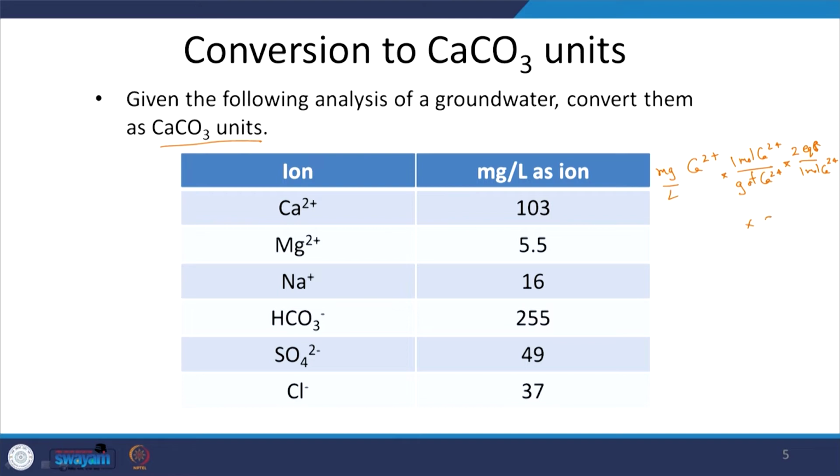Then I multiply that by 50, which is the equivalent weight, 50 grams of CaCO3 per equivalent, right. That's when I'll get the units as CaCO3. It will be the same with all the other ions. The only thing we are concerned about is the charge. Here it's 2+, and here it's +1, so 1 equivalent per 1 mole, and here it's negative, again only 1, so 1 equivalent per mole. Here it's again 2, so 2 equivalents per mole, then 1 equivalent per mole, and all the relevant masses are given here.